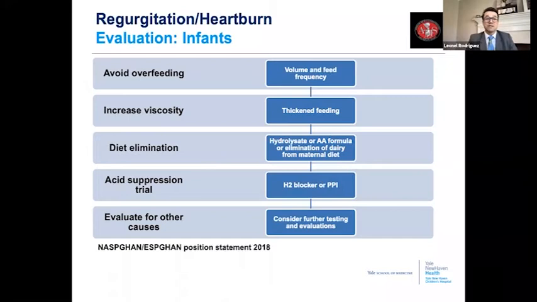The next step is acid suppression. We use either an H2 blocker or a proton pump inhibitor. There is no evidence for the efficacy of acid suppression in infants in terms of GERD symptoms. So we use it as a trial only on those that have not responded to the previously mentioned interventions. If that doesn't work at this point, we recommend to evaluate for other causes and consider further testing and evaluations. If you haven't performed an imaging study by this point, do so, or proceed with an endoscopy to look for mucosal reasons for the symptoms.